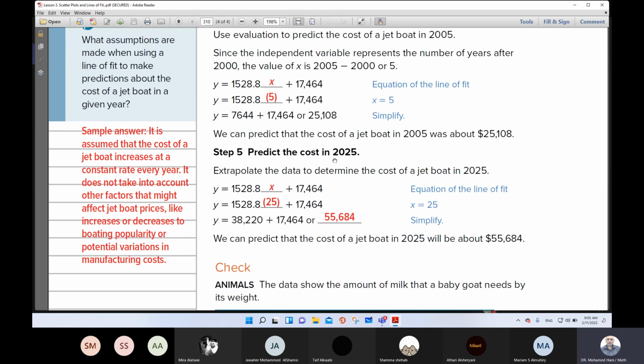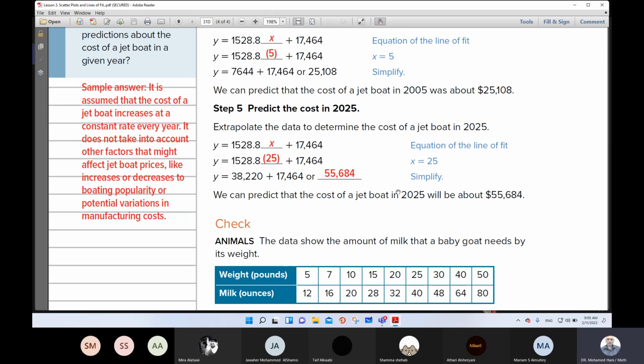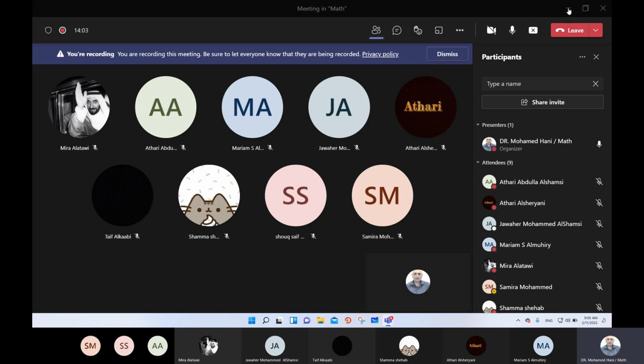Then predict the cost in 2025. Between 2000 and 2025, you have 25 years. So put the value of x as 25 years. Then represent the value here, then simplify the expression here. You will get the value in this year. This is our lesson for today. Now we have some practice.